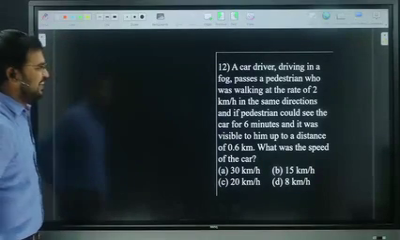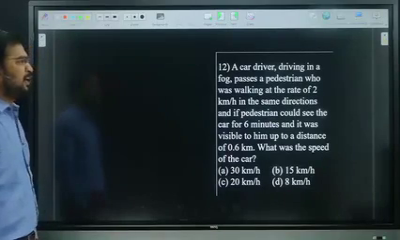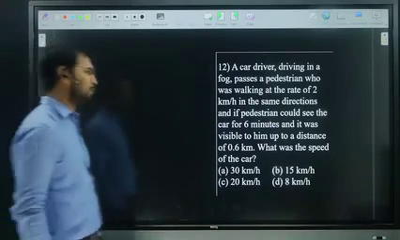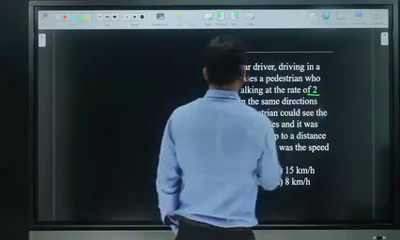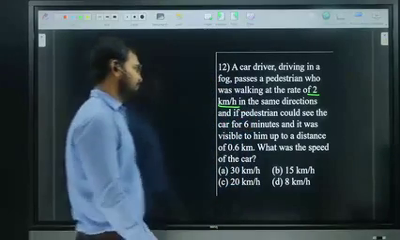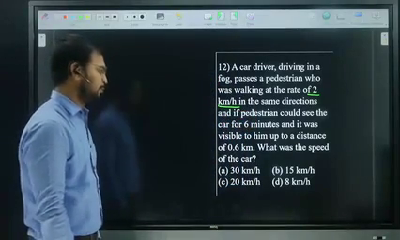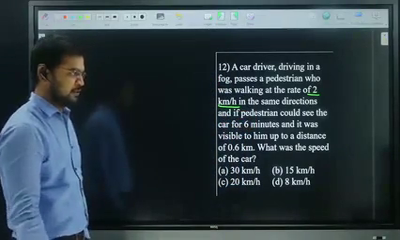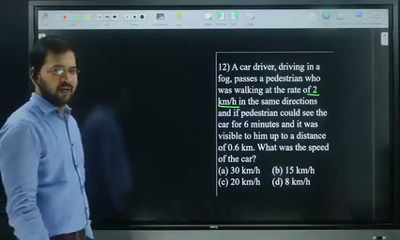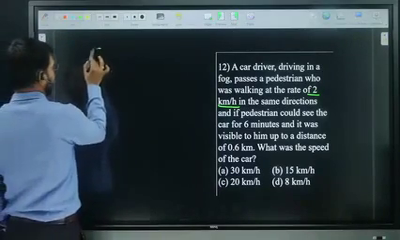Listen carefully here. A car driver driving in a fog passes a pedestrian who was walking at the rate of 2 km per hour. Here, the man's speed is 2 km per hour. Both are in the same direction. Whenever both are in the same direction, the relative speed is S1 minus S2.